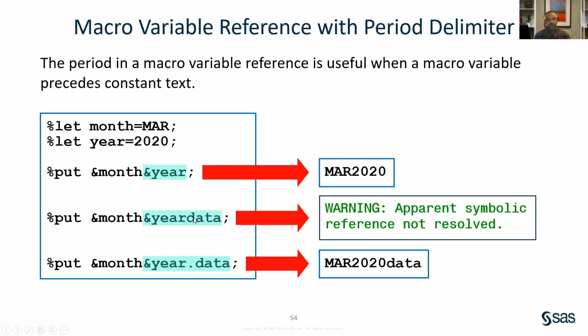And this is where the period becomes very handy. If you have text following the name of the macro variable that would compromise the name, then you need a dot. Now, if you have something like an asterisk where the dot is, that wouldn't be an issue because an asterisk can't be part of a name. So in this example, ampersand month is MAR, ampersand year and the period, all of that resolves to 2020, and the text data comes right after the 0.